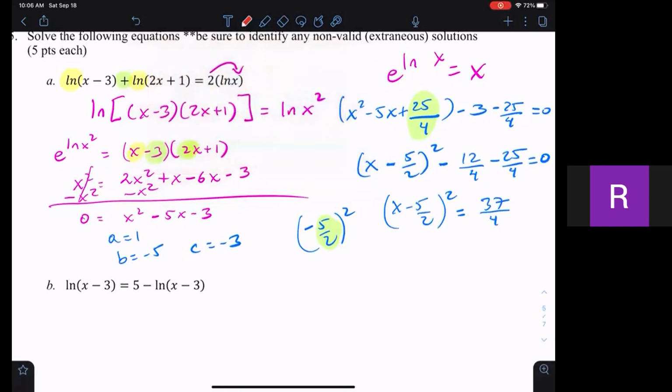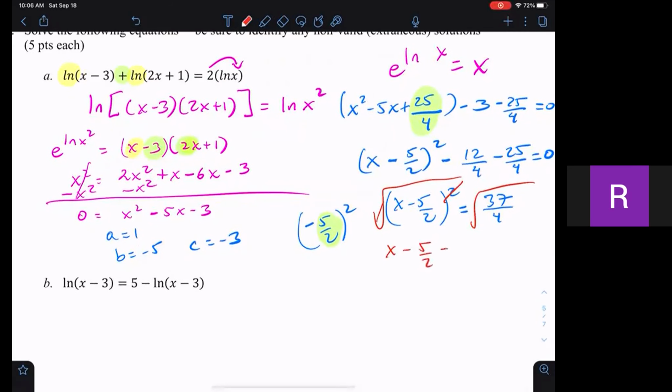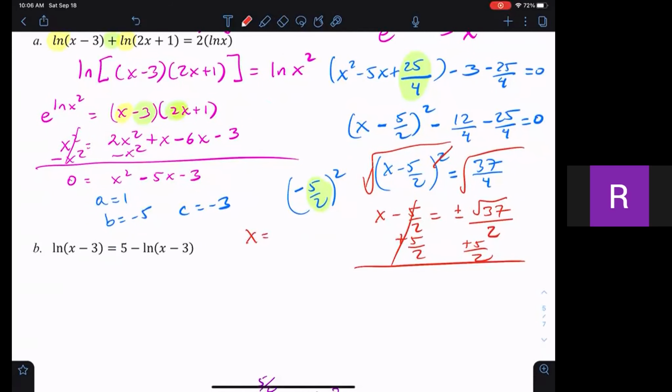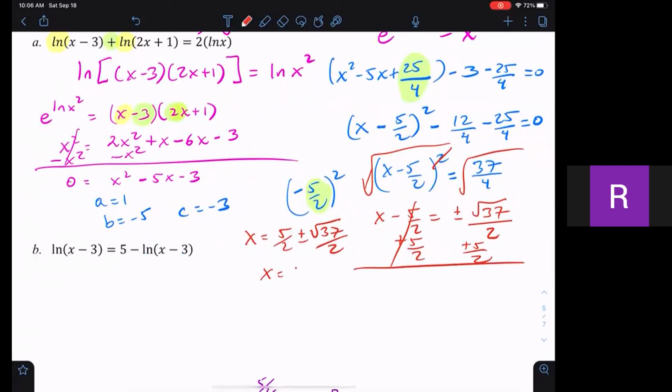Now I need to take the square root on both sides. And every time I take the square root, I'm going to have two solutions. So this is going to be plus or minus square root of 37 over 4. Or well, in this case, 2, because we have a perfect square of that, and add 5/2 on both sides. So if you do that, you get x equals 5/2 plus or minus root 37 over 2. You will have two solutions: 5 plus root 37 over 2, and this is x1, and x2 will be 5 minus root 37 over 2.